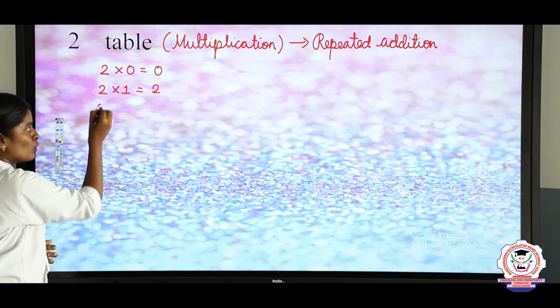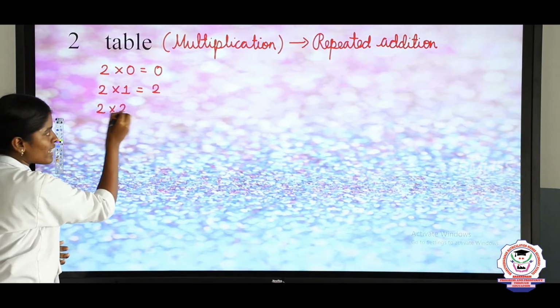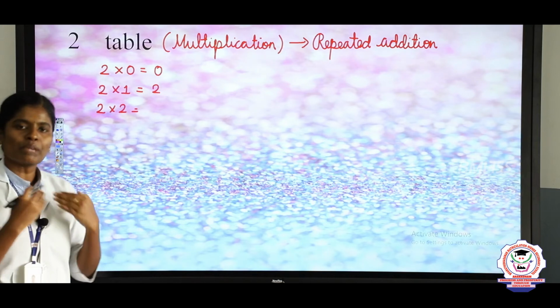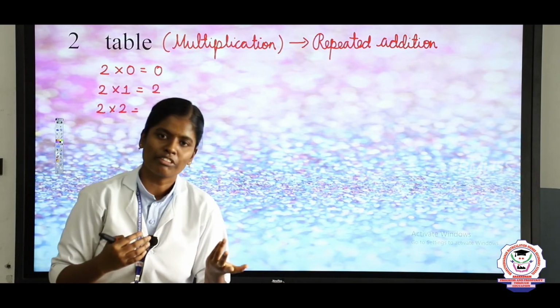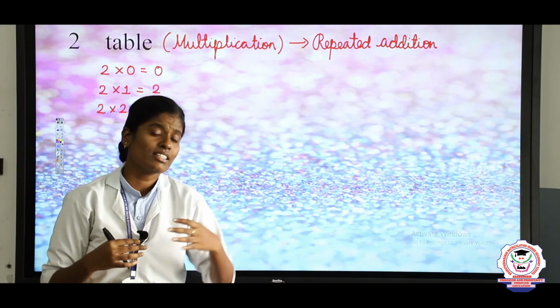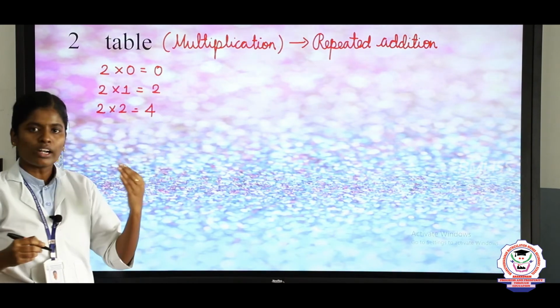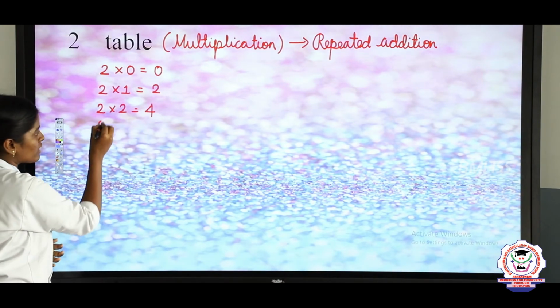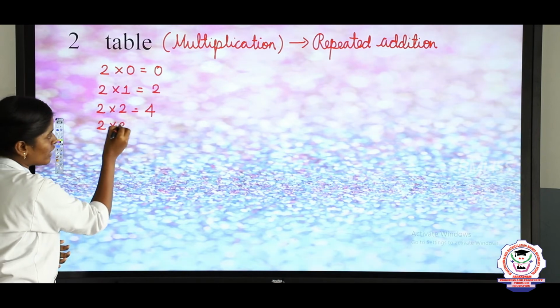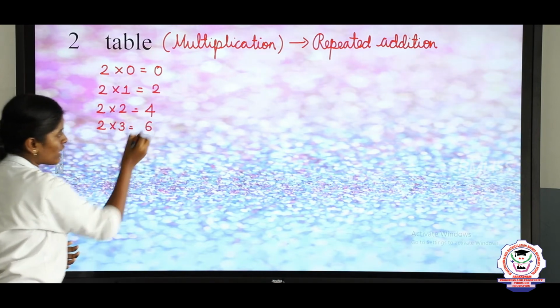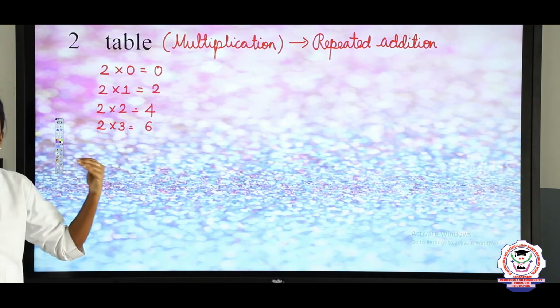Next, 2 twos are. So what is the answer? 2 twos are 2 times of 2. Keep 2 in the mind, 2 in the finger, so add and write the answer. The answer is 4. 2 twos are 4. Next one is 2 threes are 6. That is 2 times of 3.